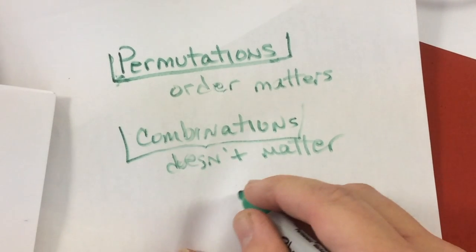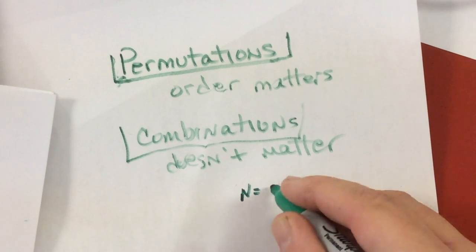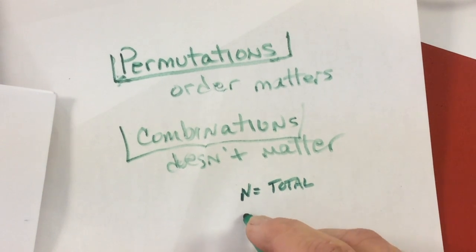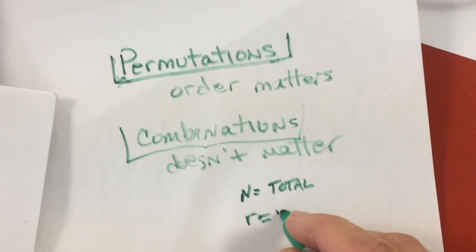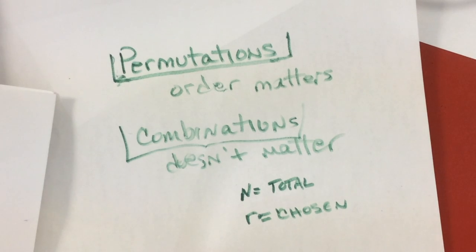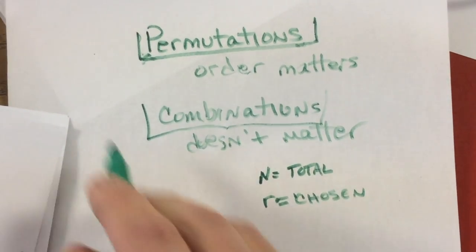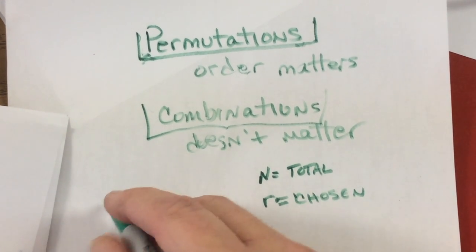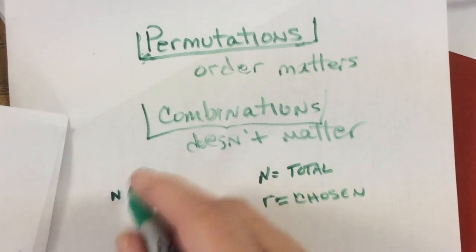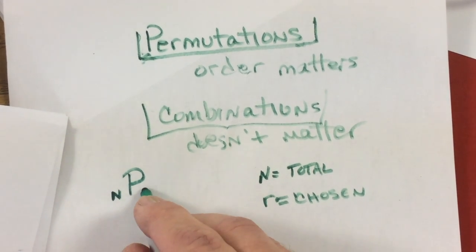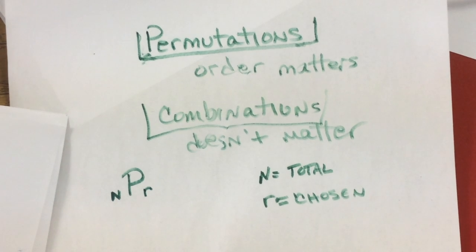Okay? And then the letters we use, N represents the total number of things that we're choosing from, and R represents the number of chosen things. So if we use those letters, and we use capital P and capital C to substitute for permutations and combinations, then I would say that I started with N things, and I picked them in a way that order matters into groups of R. Okay?